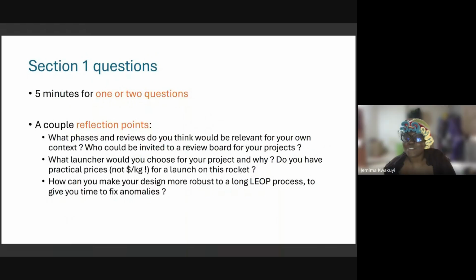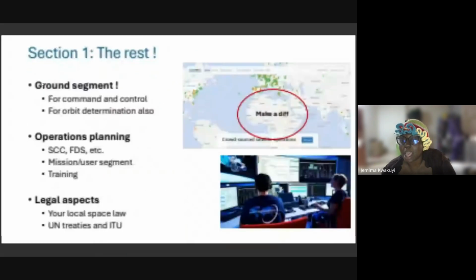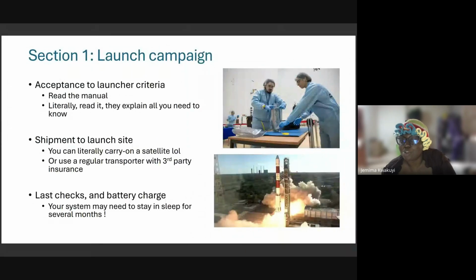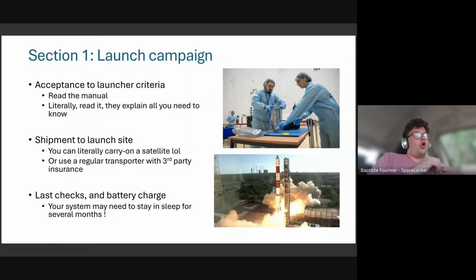Jerry is asking, under the launch campaign, why does your system need to stay in sleep for several months? And when it comes to anomalies, how do you tune the software? So the launch campaign is really this moment when you have a satellite which is qualified and ready to go to space. And then it's up to putting it inside of the rocket, at the launcher's facilities.